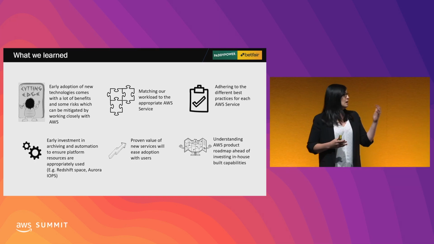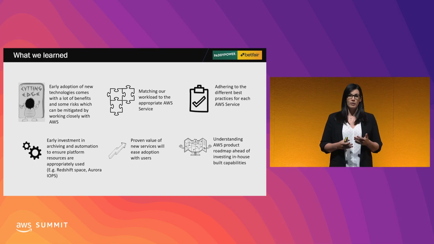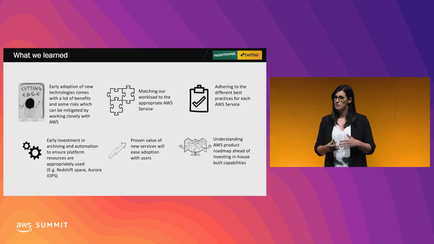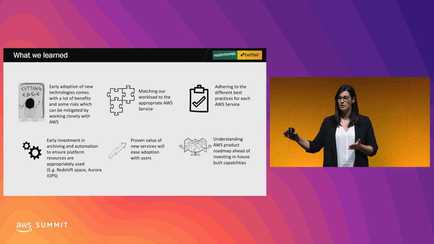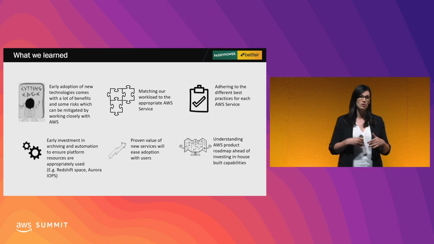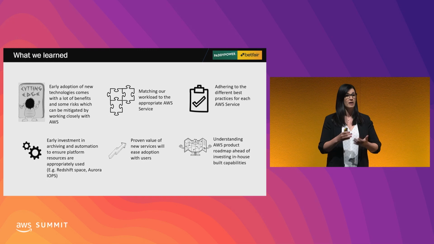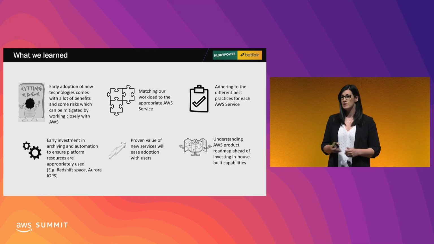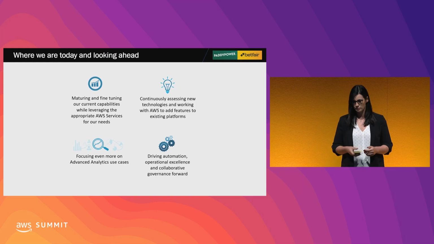And last, understanding the product roadmap is very, very important. It's very important to understand what's coming from AWS and what will be released, what the time frame is, and what you should invest internally in making work by yourself. And this has been very important to us.